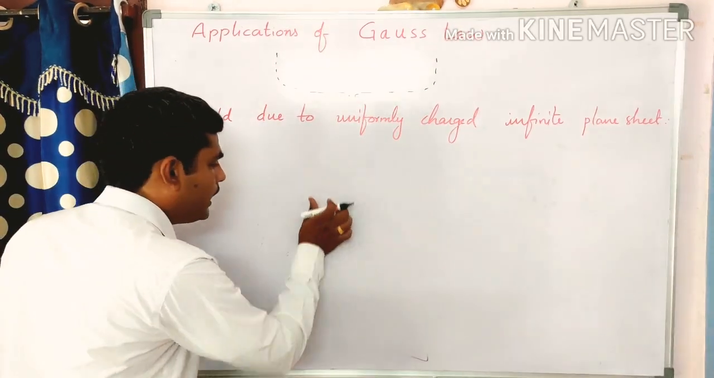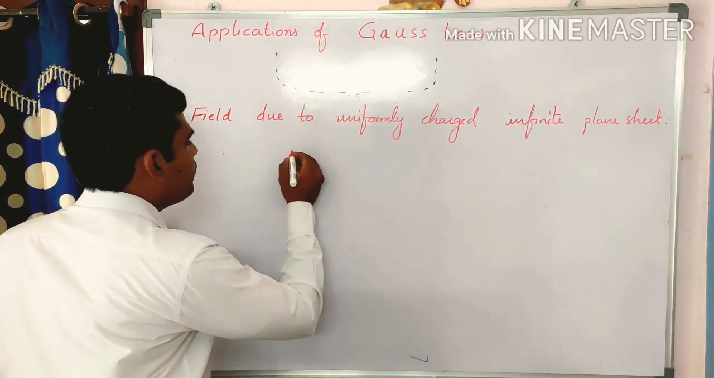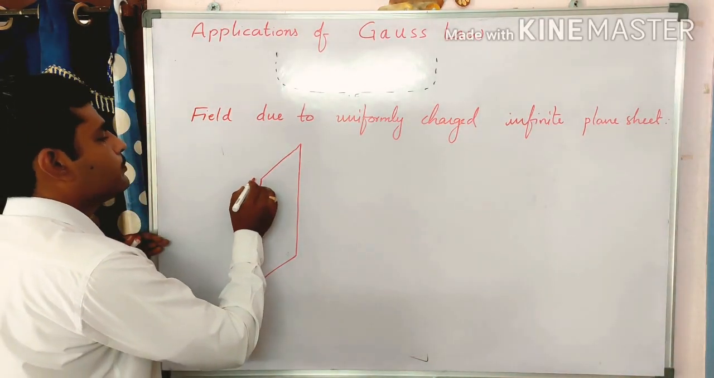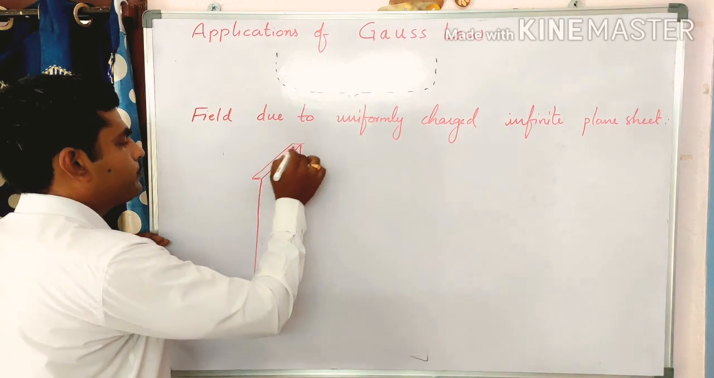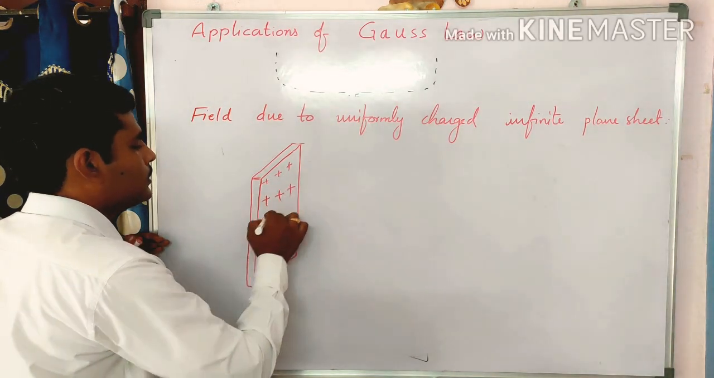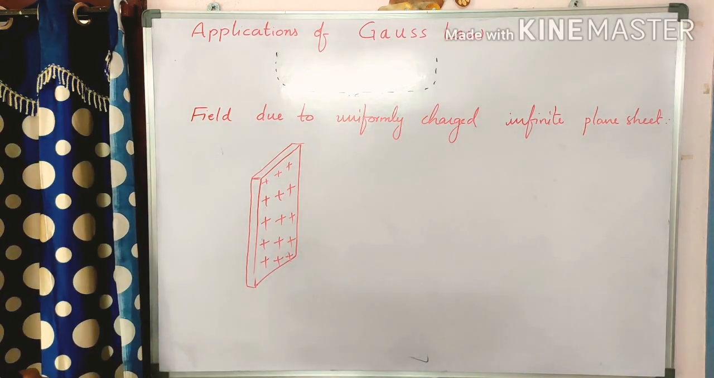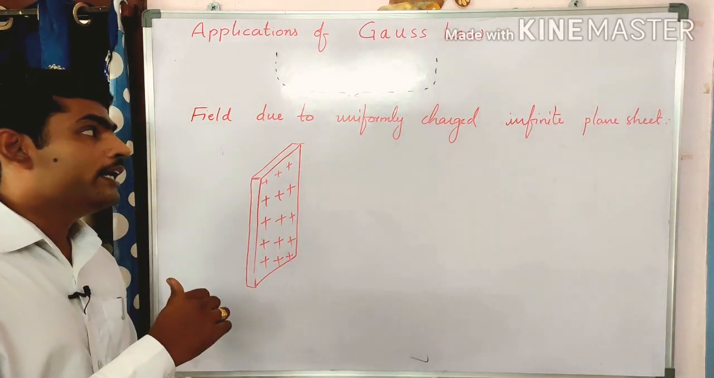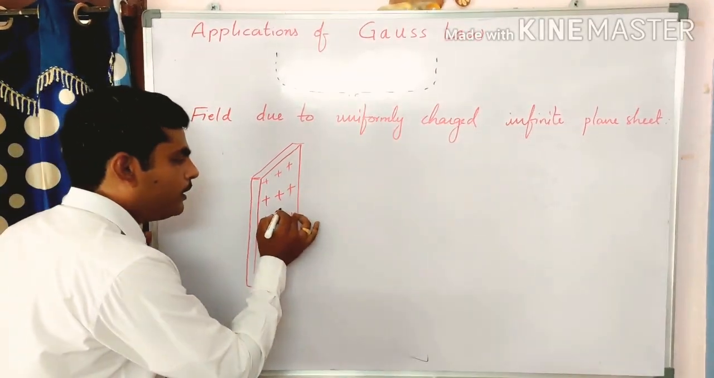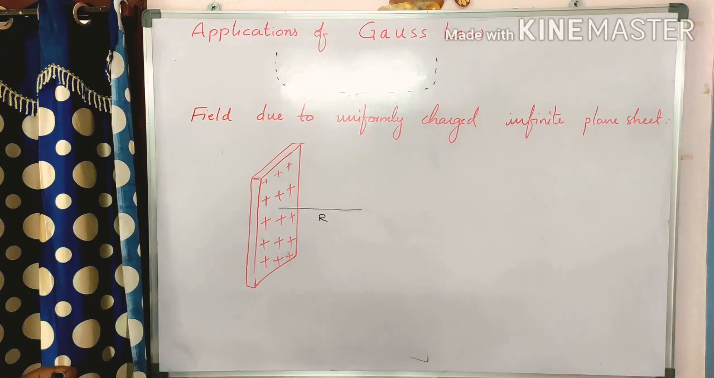So what am I doing here? I am taking a uniformly charged infinite plane sheet. This is one infinite plane sheet. This is a plane sheet, and it is uniformly charged. So I want to find the electric field around it, the electric field due to it, from the surface at a distance r.